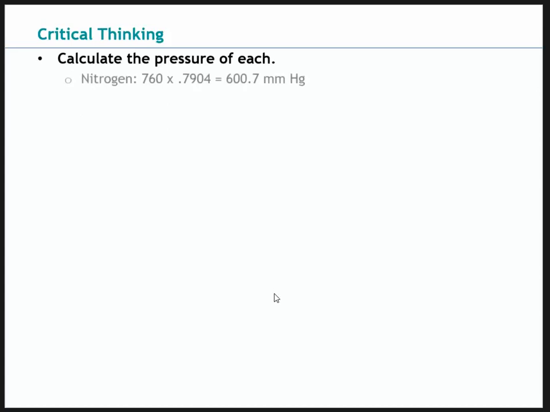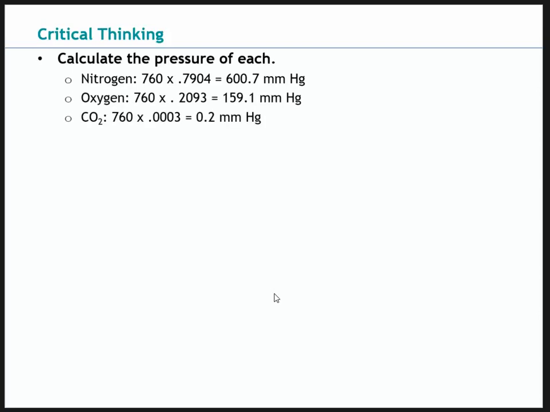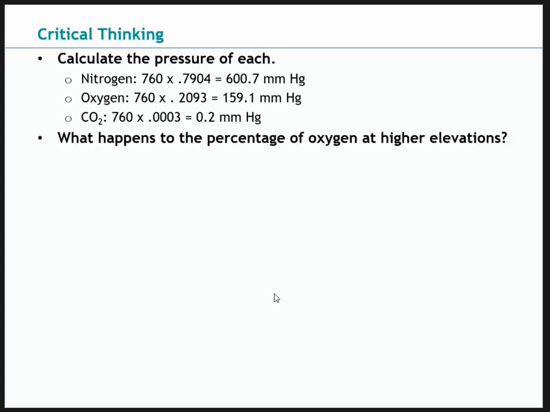This is the first thing I would have y'all do: you take 760, the total pressure, and you multiply it by the individual gas's percentage. That gives you 600.7 millimeters of mercury for nitrogen. You would do the same thing for oxygen and CO2. But we already know the oxygen and CO2 numbers because we looked at them in the examples on the last few slides.